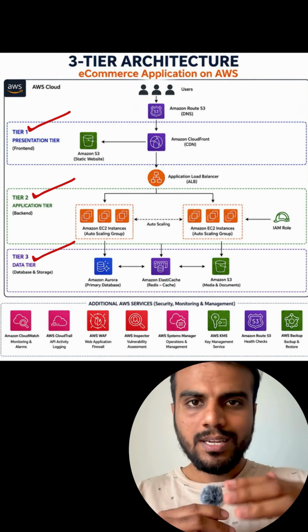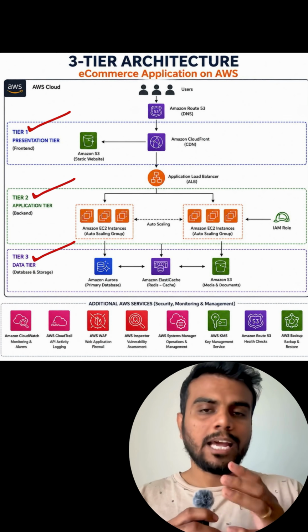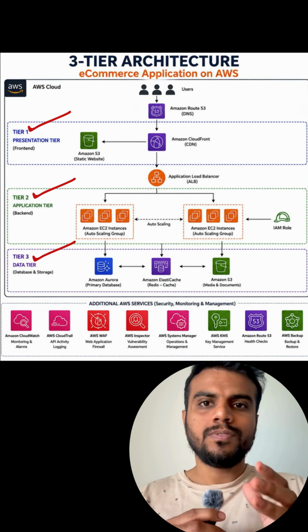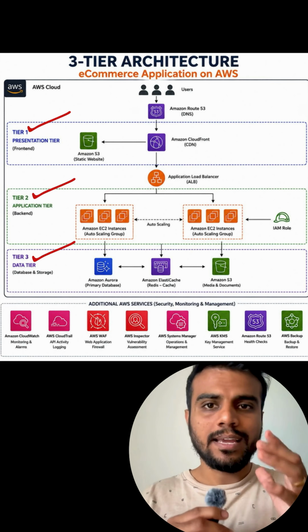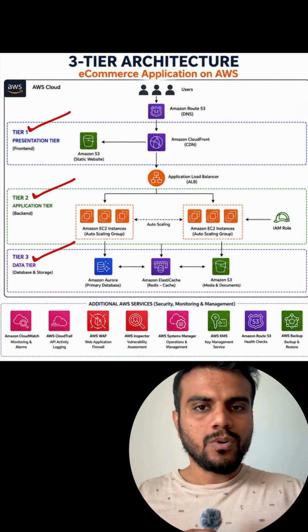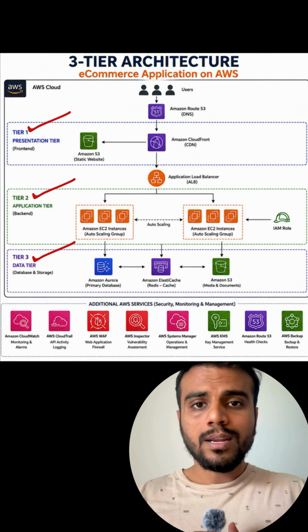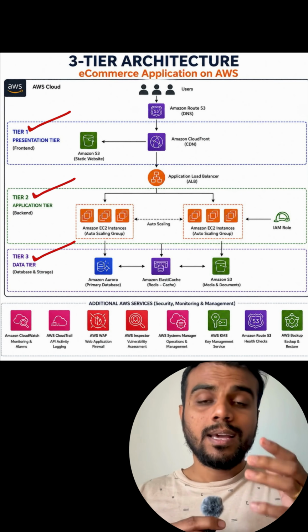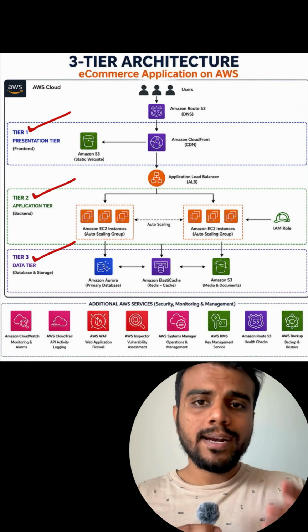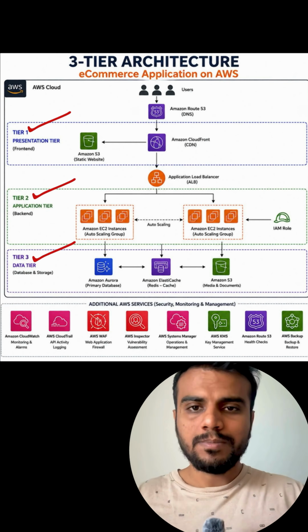So this completes your three tiers, right? But in the production environment, we also need security and monitoring. For that purpose, we will be using different AWS services like AWS WAF, which will help us to protect from DDoS attacks, CloudWatch, which provides monitoring metrics and alarms, CloudTrail, which will track the API activity, AWS Inspector, which will help to identify the vulnerabilities, and KMS, which will provide encryption and key management.